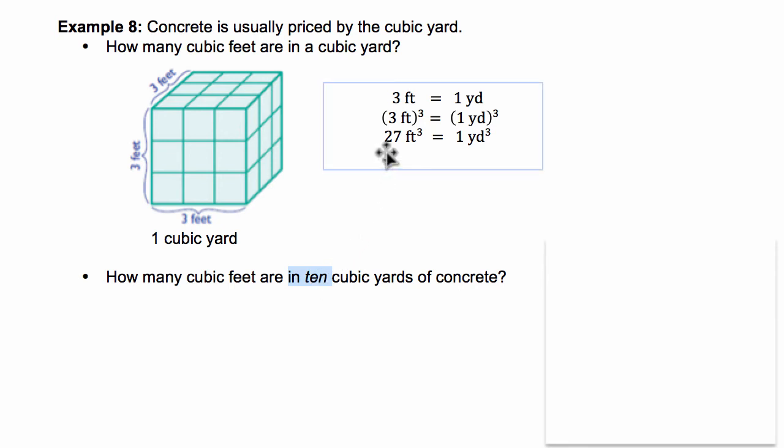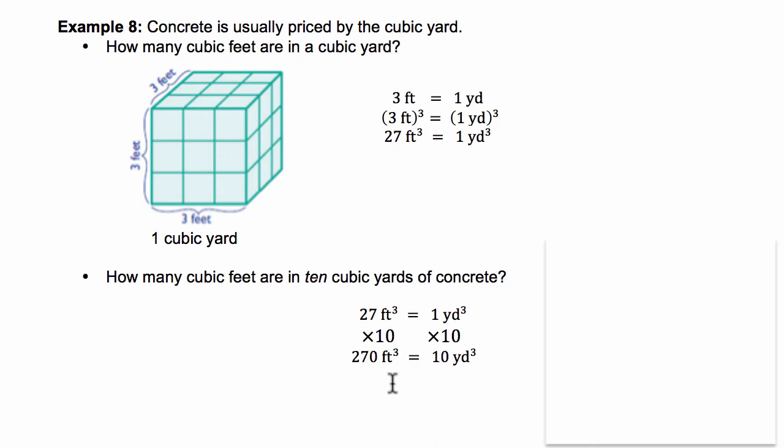Let's use the equation we made above to answer this question. We have that 27 cubic feet equals 1 cubic yard. We want to know how many cubic feet there are in 10 cubic yards. So let's multiply both sides of this equation by 10. Multiplying the left side by 10, we get 270 cubic feet. Multiplying the right side by 10, we get 10 cubic yards. We get that there are 270 cubic feet in 10 cubic yards.